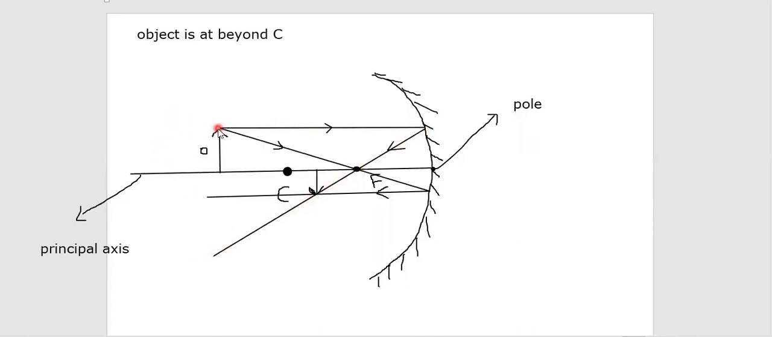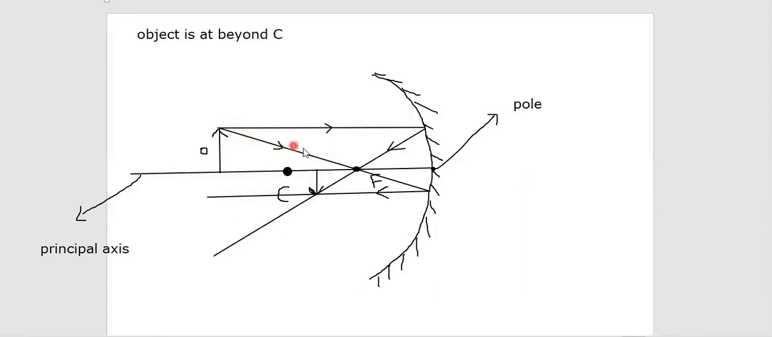And what is the second rule? Second rule: if a ray of light is passing through the focus, after reflection it will be parallel to the principal axis. We have learned this one. This is the second rule.